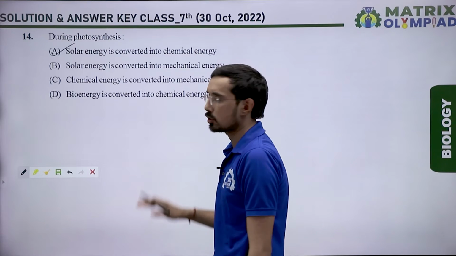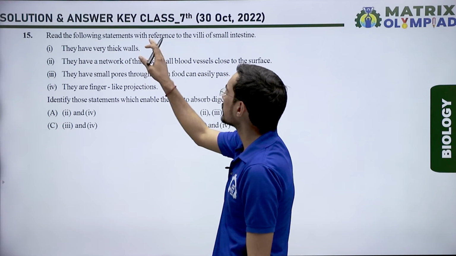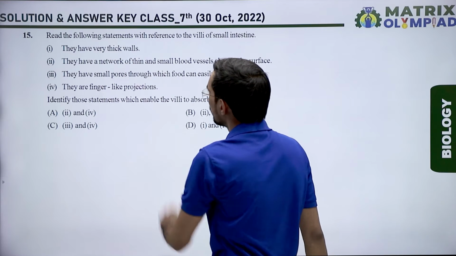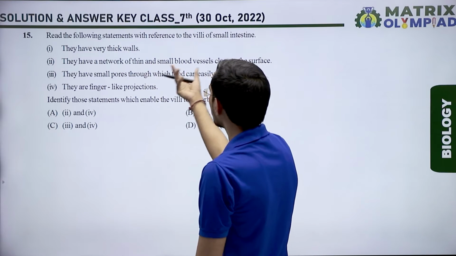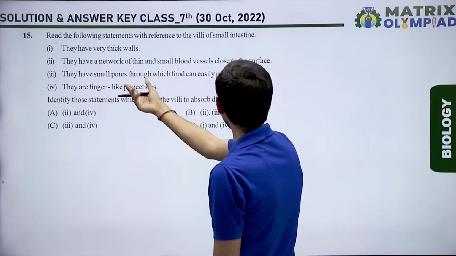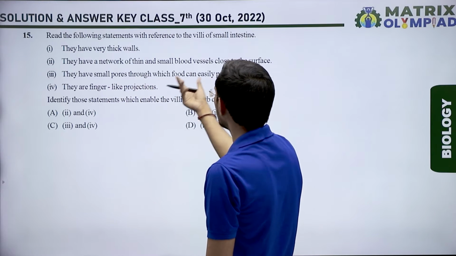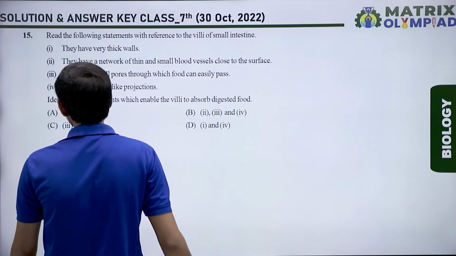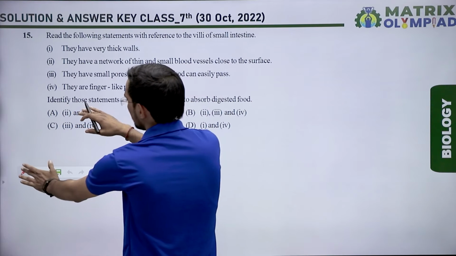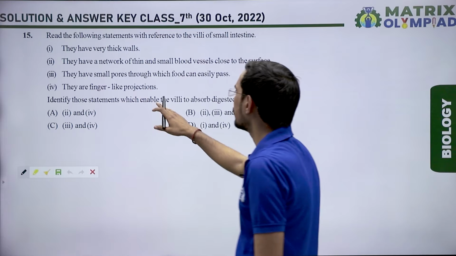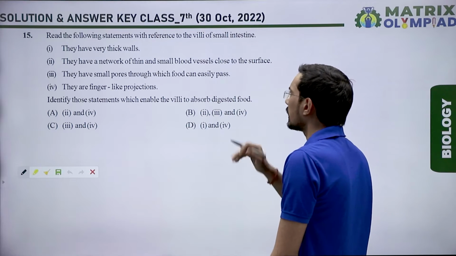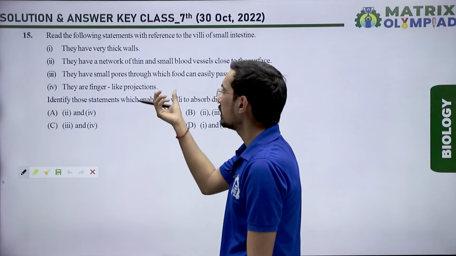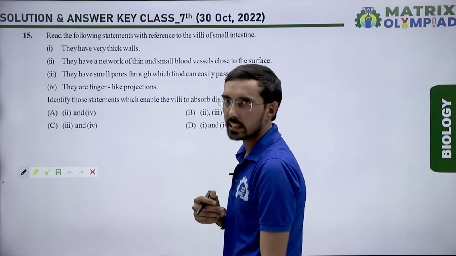Now move to the next question. Read the following statements with reference to the villi of the small intestine. They have very thick walls. They have a network of thin and small blood vessels close to the surface. They have small pores through which food can easily pass. They have finger-like projections. Now the given question is, identify those statements which enable the villi to absorb the digested food. We have to find out the two or three options which help to find our correct answer.